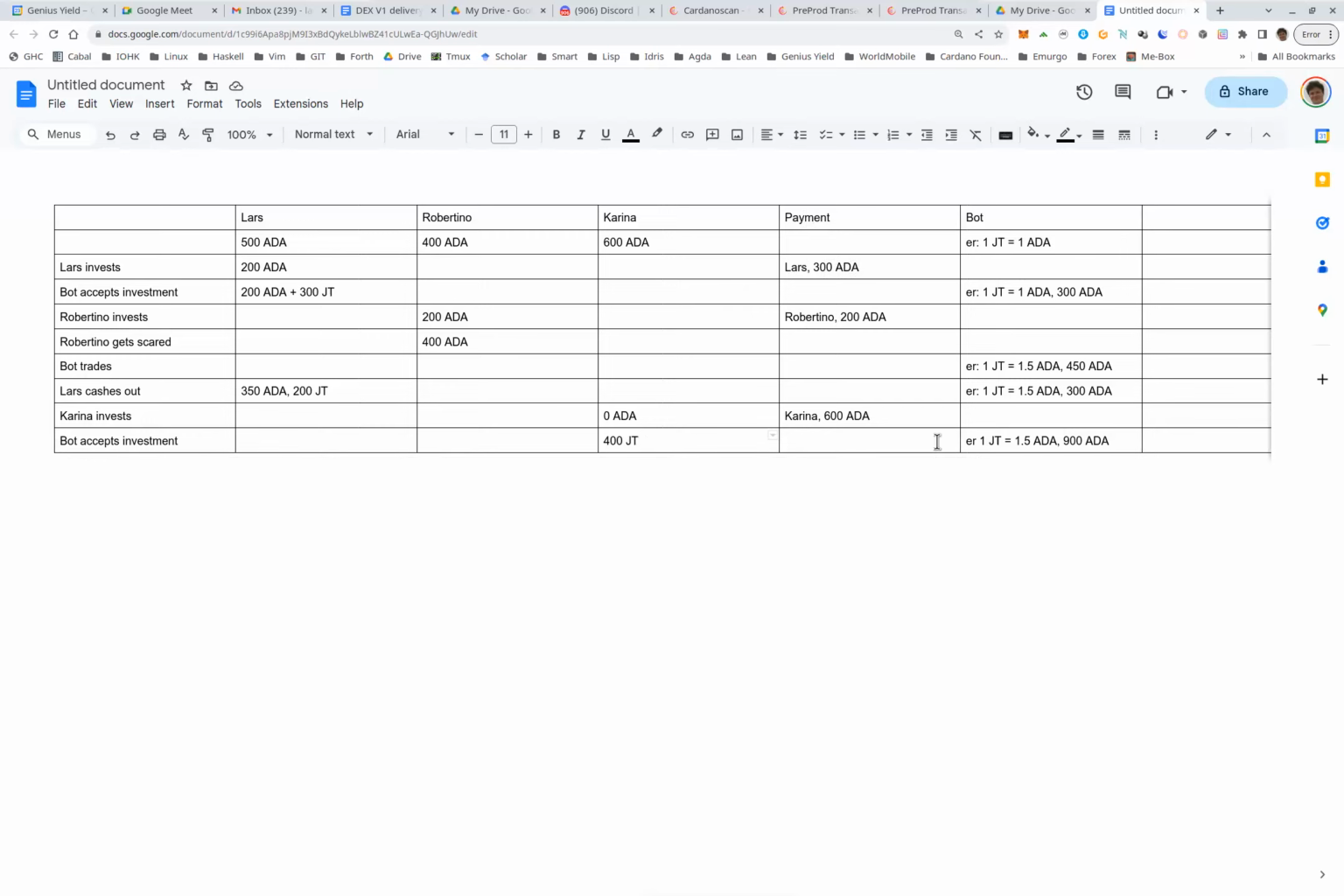And finally, if somebody cashes out, either the bot can use the money in this contract and then has to update the exchange rate, or one of the investors, or anybody, can burn JSON tokens in exchange for the corresponding amount of ADA.